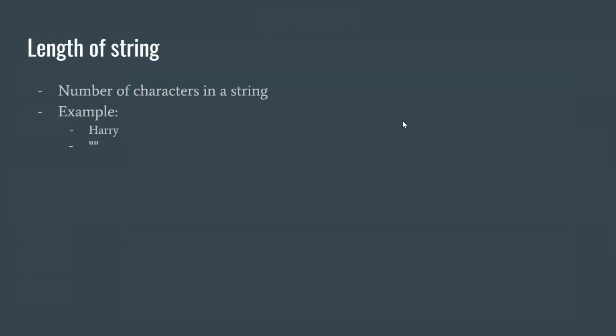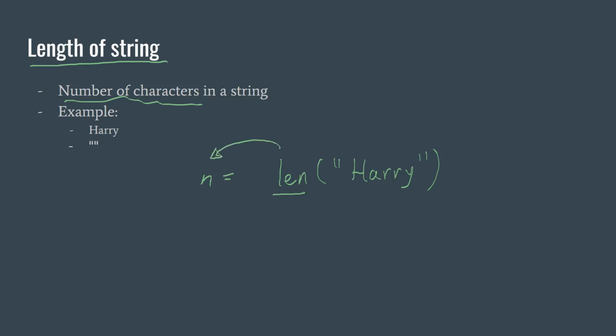Next, we have this idea of the length of a string, which is basically how many characters we have in one string. And you can get this by using the method or the function len. Okay, so len is a function. You can give it a string, and the output of this function will be the number of characters. So in this case, if I call len with the string Harry and store the result inside the variable n.